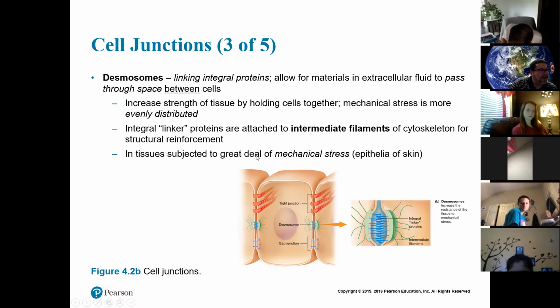It helps tissues that are subjected to a lot of mechanical stress, like skin, but it's not waterproof. In other words, liquid can flow between the two cells. What I see here is almost like the wire holding a light pole up, like the guide wires connecting two cells together. So it's two adjacent cytoskeletons kind of fusing together.